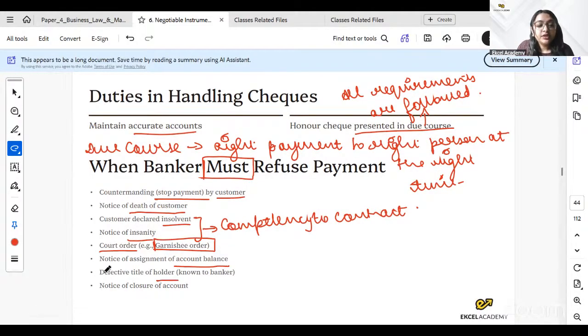Defective title of the holder. The person very well knows that the check, let's say for example there is a check but the holder does not have title to it and the banker knows of it, then the banker should refuse the payment. And notice of closure of account, very much understood. Just like how to issue a check you need to have a bank account, when you don't have a bank account, that is when you're closing your bank account, no further payments should be encouraged by the bank. All right, so these are scenarios where it is a must that your banker should refuse your payment.